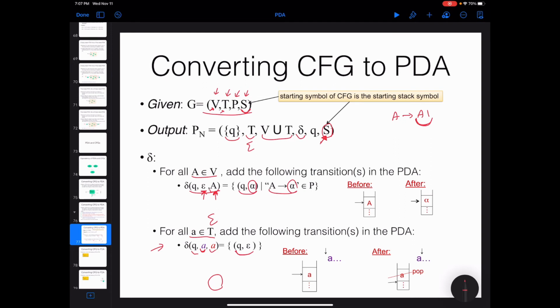So if you have a situation like this, I don't know what is in the stack except the top of the stack. If you have a transition like this, what would happen? That A will be removed from the top of the stack. You push 1 and then you push A again. So this is just the right hand side. That's all. These are all of the transitions that you need to add: all the transitions for the variables and all the transitions for the terminals.